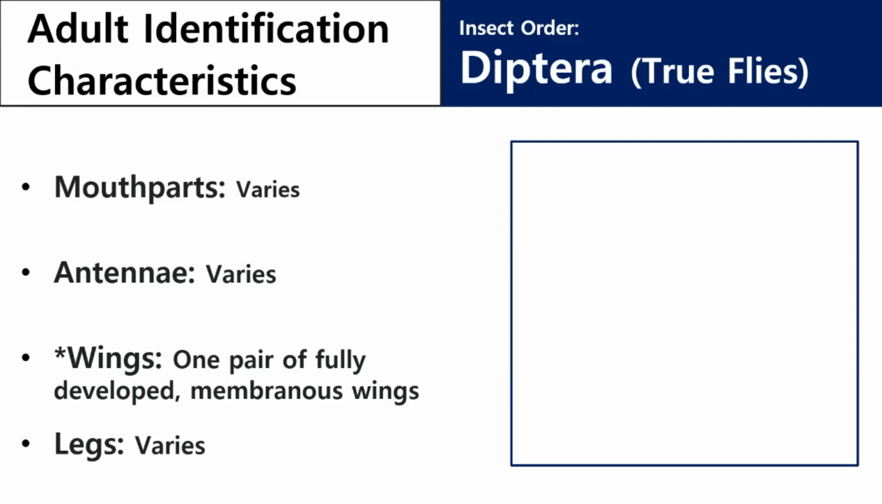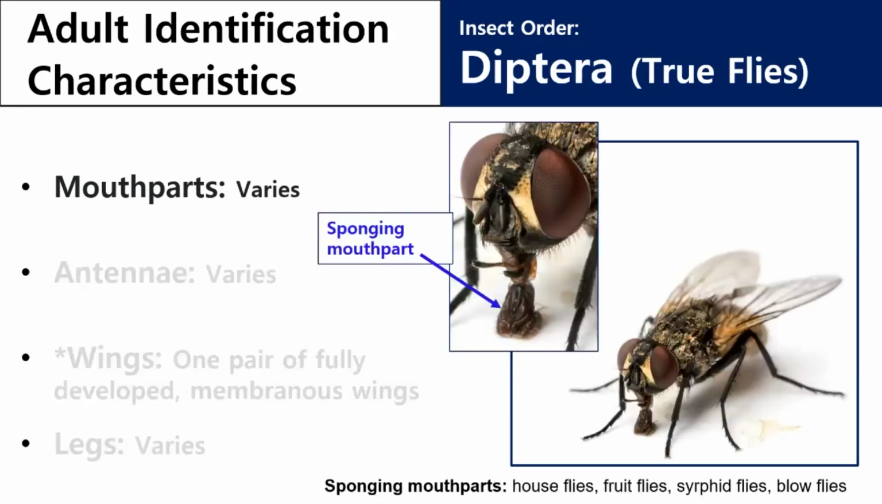We have our adult identification characteristics. We can see the mouth parts can vary, the antenna can vary. Our wings are going to be one of our key traits we'll look at, and then our legs can also vary with their form and function. We'll take a look at some examples of mouth parts. One classic one is this sponging mouth part that we saw earlier. Some examples of different common names of flies that have this sponging mouth part include things like house flies, fruit flies, syrphid flies, which are beneficial pollinators, and blowflies.